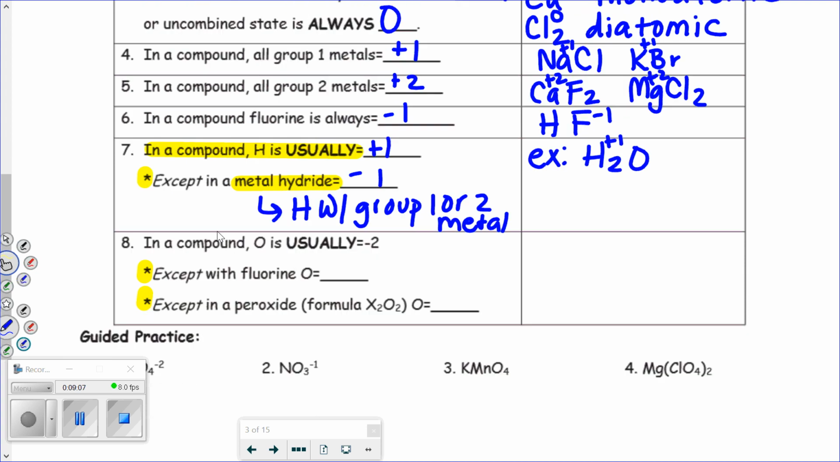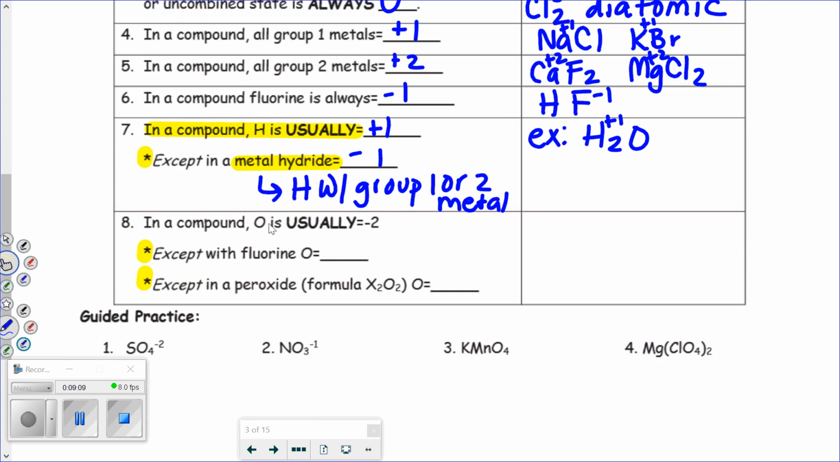And then our last rule. In a compound, oxygen is usually -2. That's what you want to remember. There are some exceptions. We'll go over the first example, though. So in this example, oxygen has a charge of -2. I just wrote the charge in.